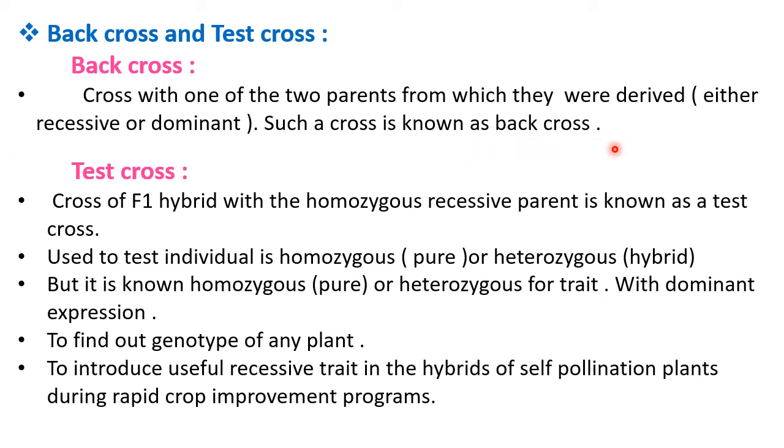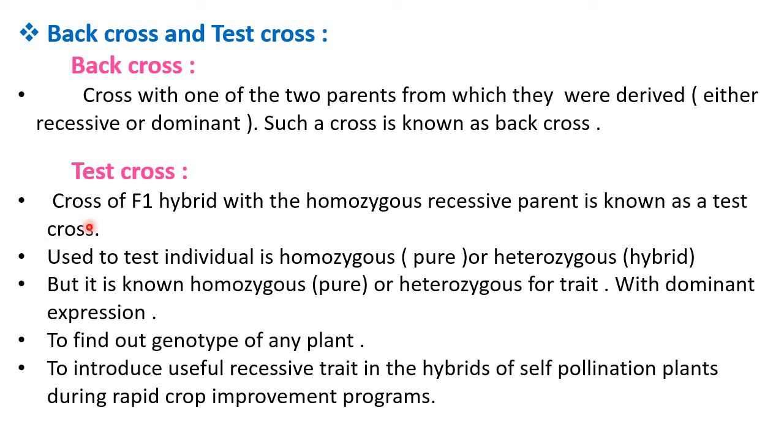So back cross is the crossing of any F1 individual, also called an F1 hybrid, with one of the two parents. It may be dominant or it may be recessive. Such a cross is called back cross. Now test cross. The cross of an F1 hybrid with the homozygous recessive parent is known as test cross. That means the crossing of an F1 hybrid with one homozygous recessive parent is called test cross.